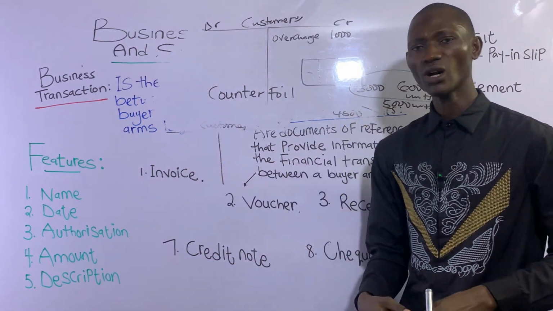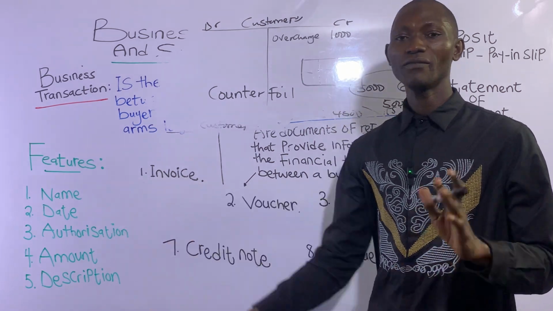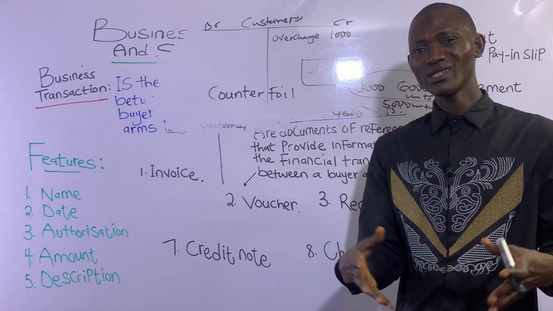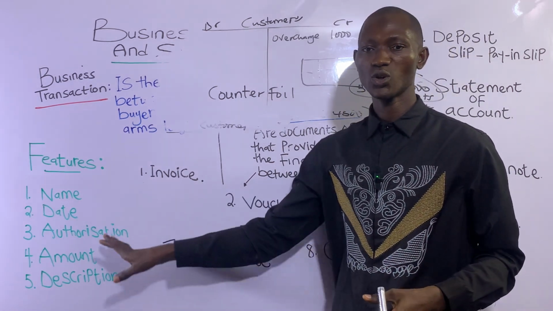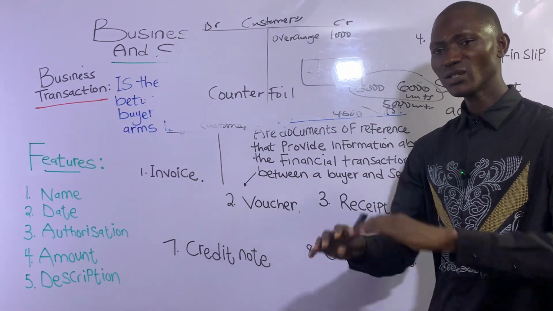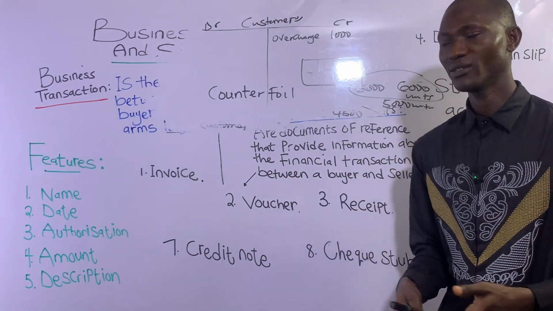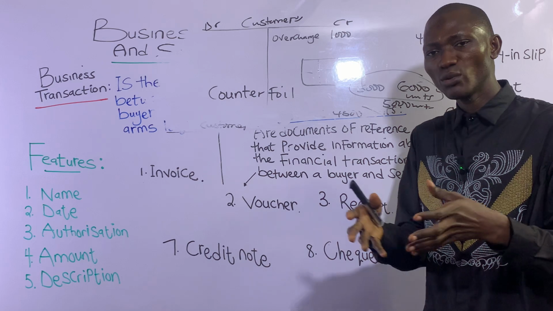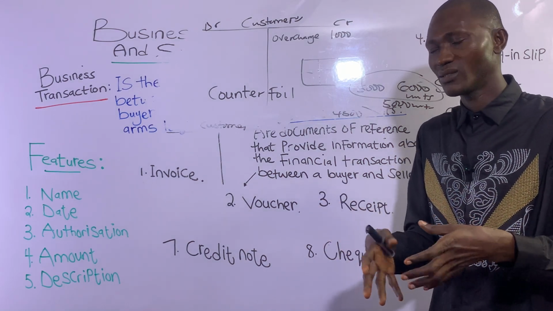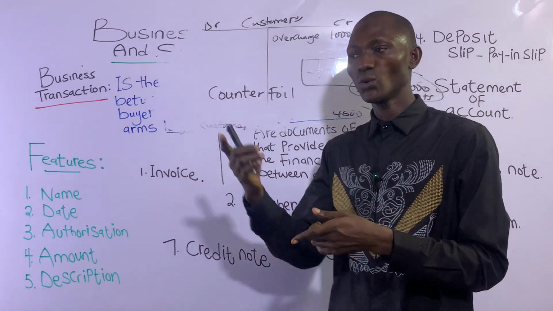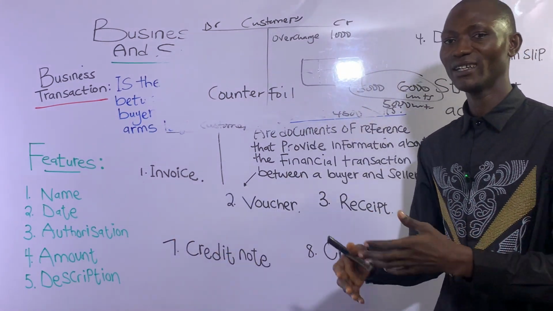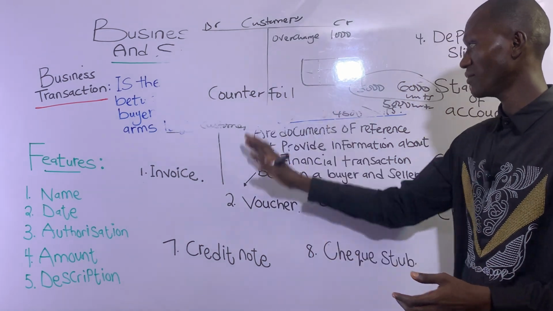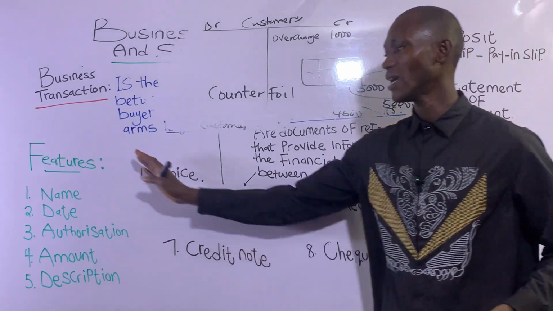So these are some of the source documents that we're going to be talking about. Then let's talk about features. Another one for features is characteristics or qualities or properties of source documents. And what that means is that source documents, as a paper document or evidence or means of reference, most times possess similar qualities that show that this is a source document that is used in bookkeeping and accounting. So those similar features or qualities or properties of each of these ones that we've explained are these.